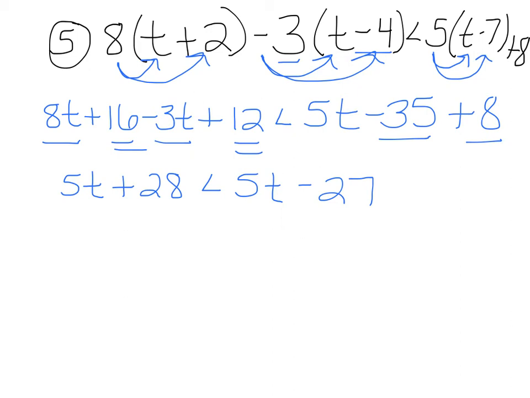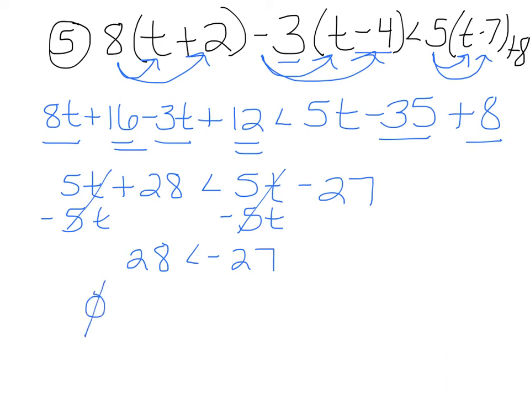Again, you notice that the 5t is on both sides, and when we subtract these, they will cancel and give us 28 is less than negative 27. This is an empty set as well, because this is a false statement, or no solution.